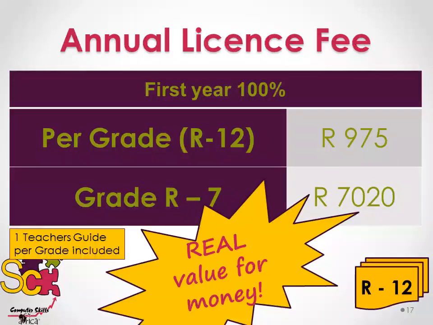The curriculum comes with an annual license fee. In other words, every year there is a fee involved. The first year you pay full price. So per grade it's 975. In other words, if you wanted to do it for grade 8 and 9 only, you pay 975 twice. Okay, times 2.